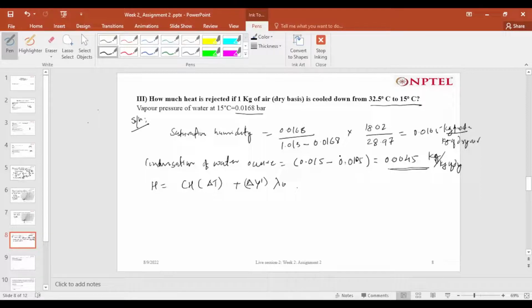Okay, right. Yes, right. I got 13.15. 13.17. Yes, sir. 13.17 kilojoules per kg of dry air, which means 13.17 kilojoules is rejected per 1 kg of dry air. All of you clear? Yes, sir.